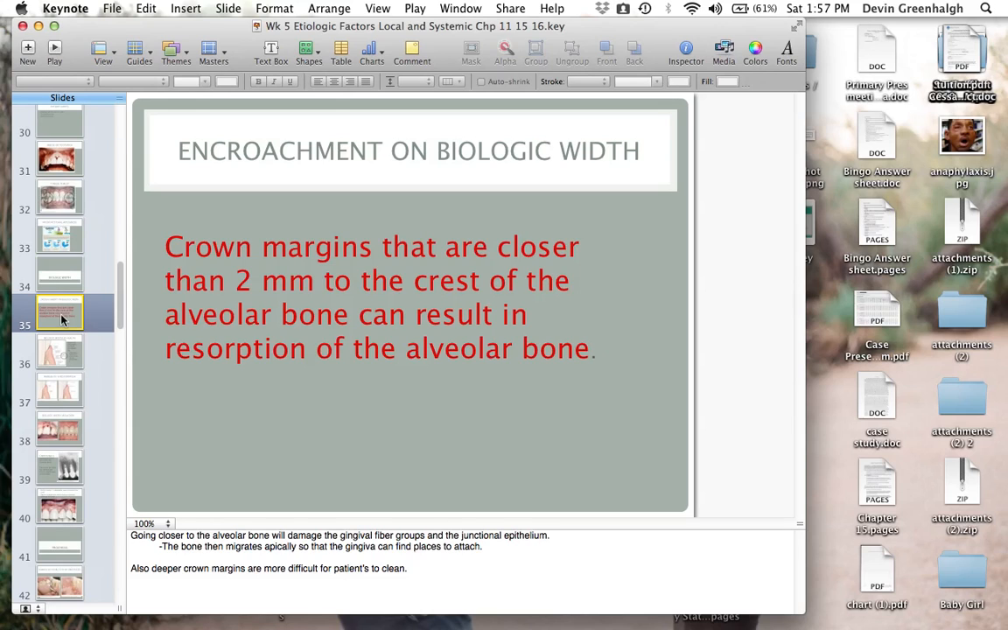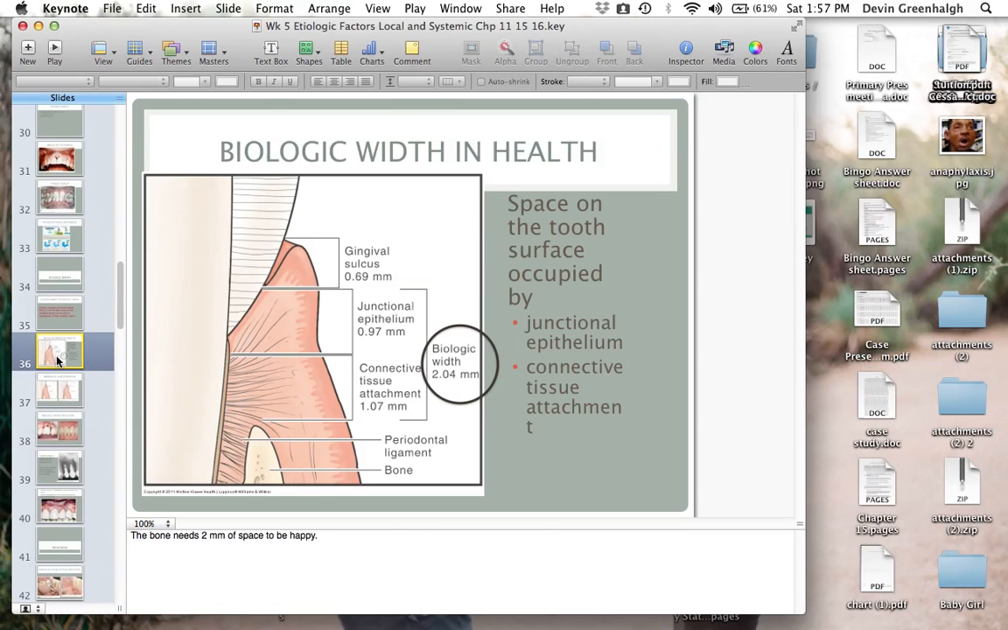The bone then migrates away from the crown because it doesn't want to be near the crown, and the gingiva begins to find new places to attach. Also, if you have a crown that's a lot deeper than the biological width that it should be, it's more difficult to clean because the margin is deeper in the gums. So here's an example. In health, biological width is 2 millimeters, like we talked about. The space on the tooth surface is occupied by junctional epithelium and connective tissue.